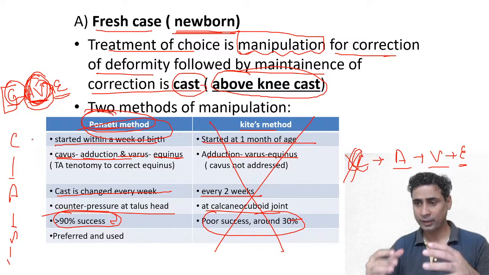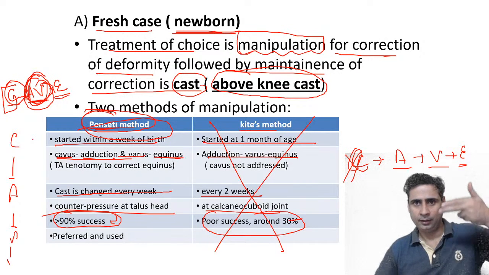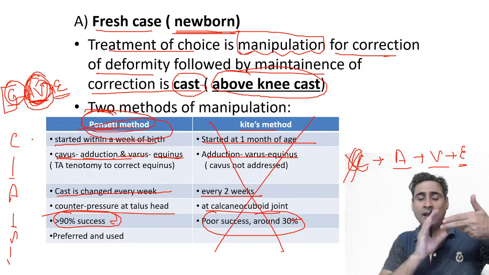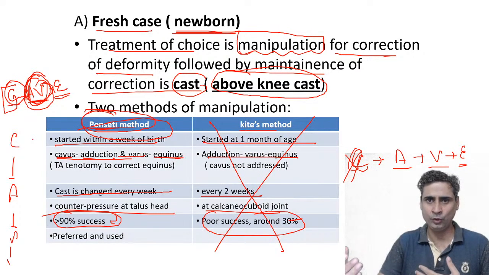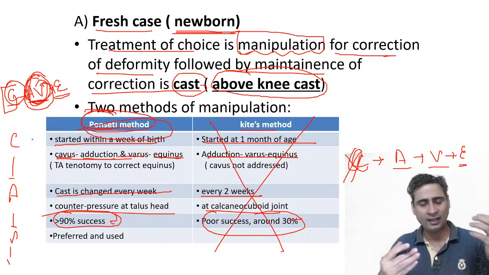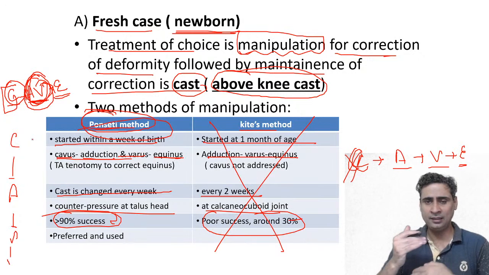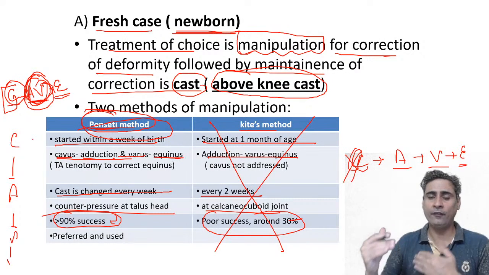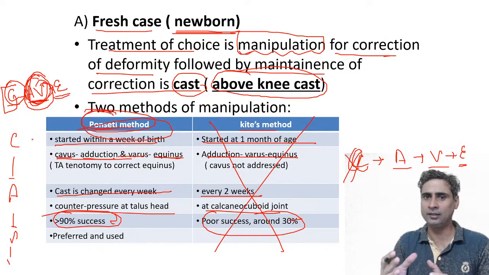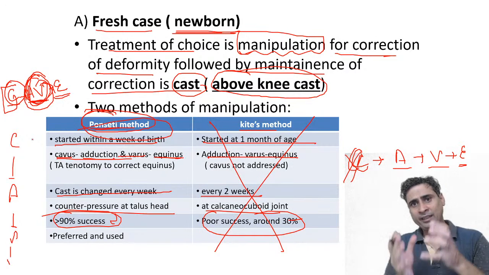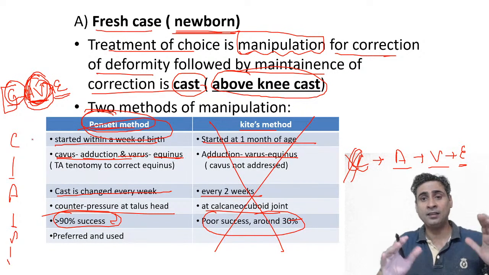So what will we do? Child is coming to you, you stretch the cavus, try to correct it by stretching and then apply a cast to maintain that stretching. Next time the child comes to you, you correct adduction and varus and immediately give a cast, above knee cast, to maintain that stretching. So this is how serially every week you will be giving a cast during the first 6 weeks, after 6 weeks, every 2 weeks a cast. Once all deformities are corrected by correction and maintenance in that cast, you remove the cast.